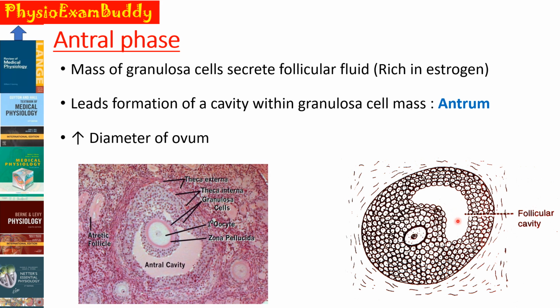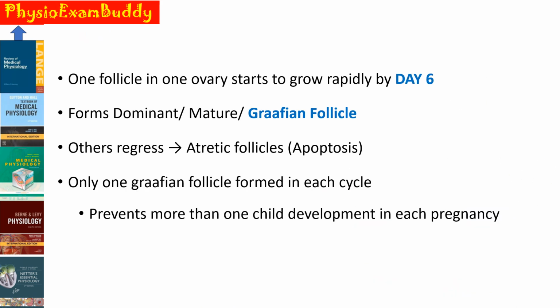This is the follicular cavity in this picture, surrounded by the granulosa cells, and this is the ovary. One follicle in one ovary will start to grow rapidly by day 6. During the proliferative phase, around 4 to 6 follicles will mature. Even though these 4 to 6 follicles mature, only one follicle in one ovary will start to outgrow the others by day 6, and it forms the dominant, also known as mature or Graafian, follicle.